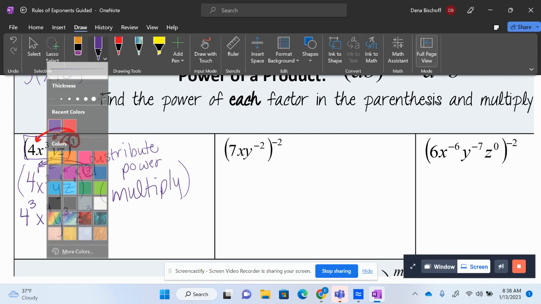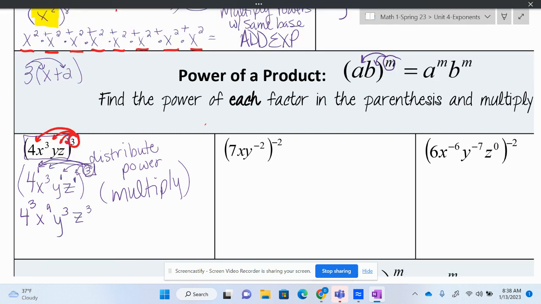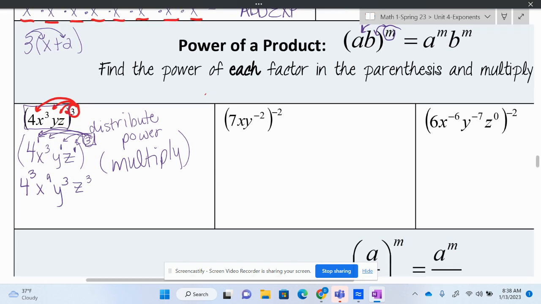So again, I'm going to show you why this works. You don't have to write it down, but I just think it's important for you to see why it works. This whole thing is being taken to the third power. So this is really 4x cubed yz times 4x cubed yz times 4x cubed yz.